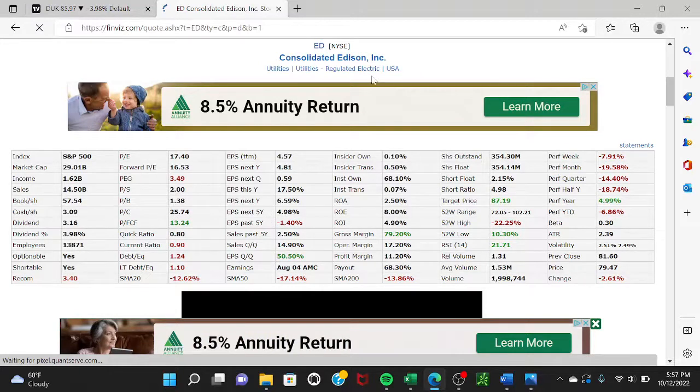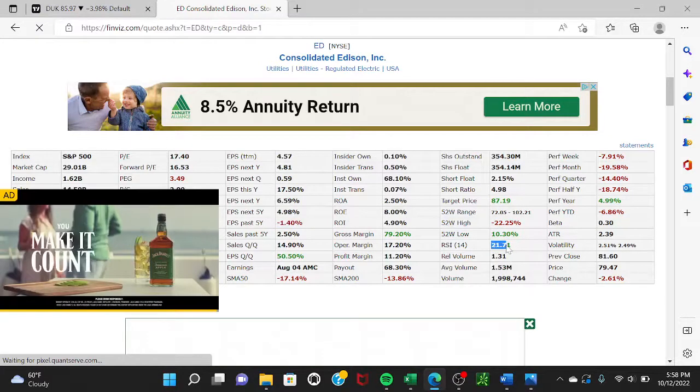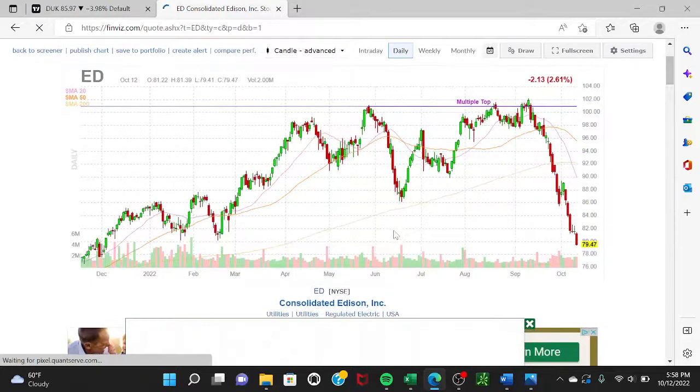There's a utility under 18, great dividend, debt under 4. Past 5 is negative, but the stock market prices stocks in the future. So in the screener, it still showed up because we're only worried about next year and the next 5 years. Institutions are slightly buying it, and insiders are slightly buying it. Your RSI, nice, 20. I like this one. 79.47 for ED.